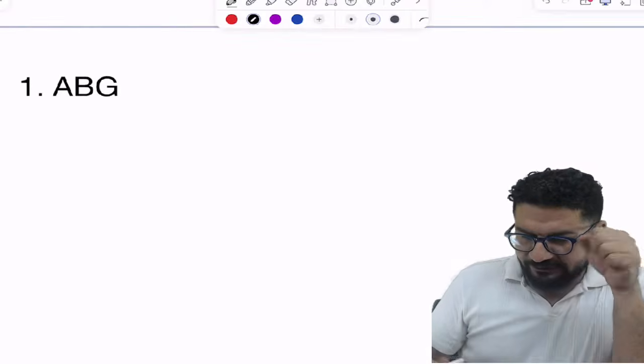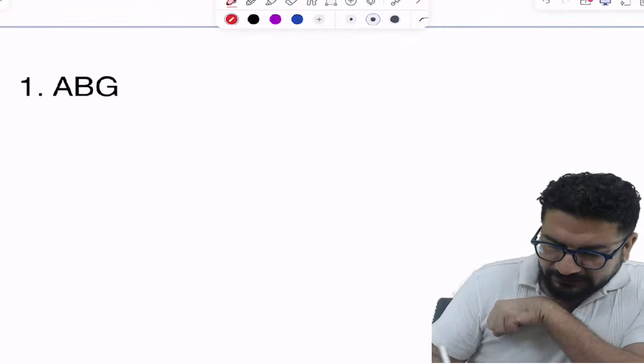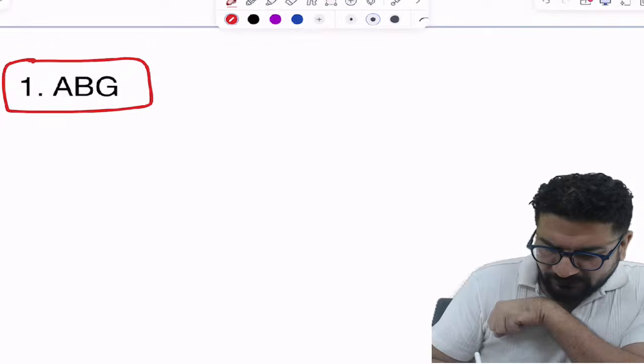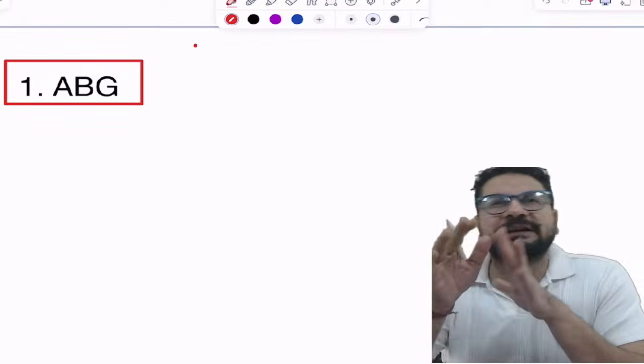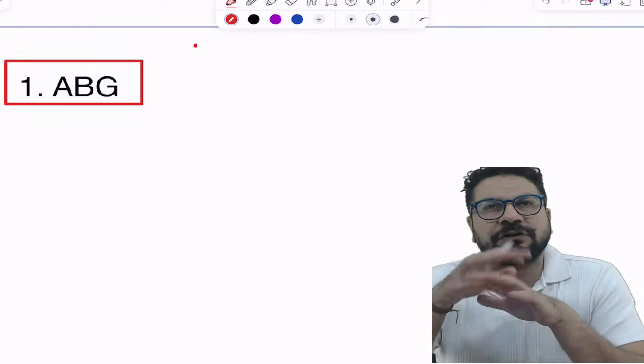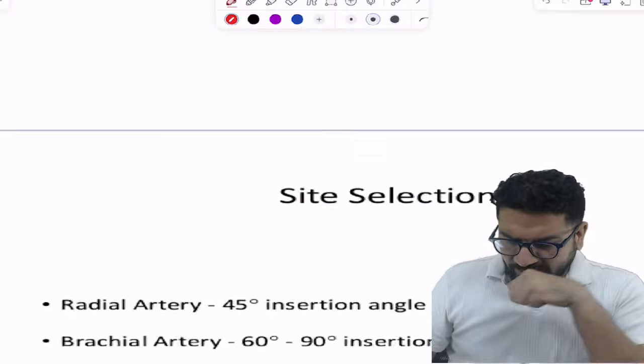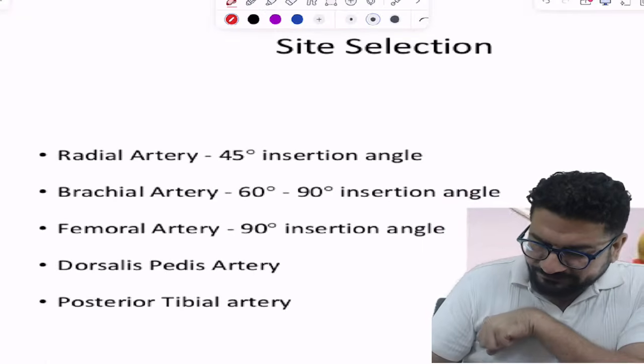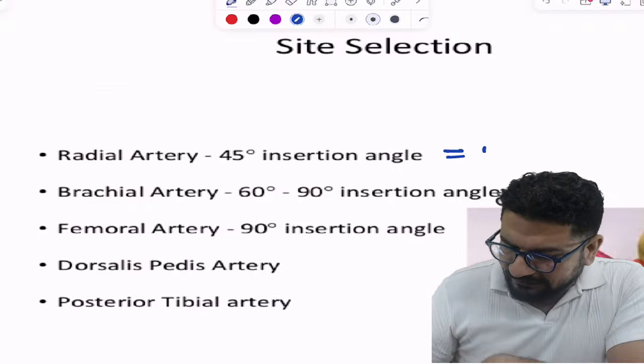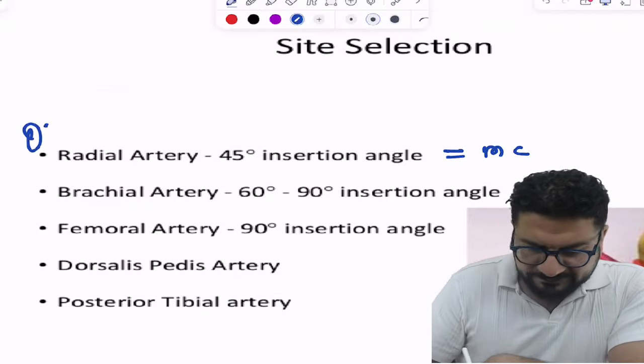So this is your ABG, arterial blood gas. So first try to understand. They ask you numerical based question, means you will always get the question numerical based. Most common artery that we use, this will be your radial artery.